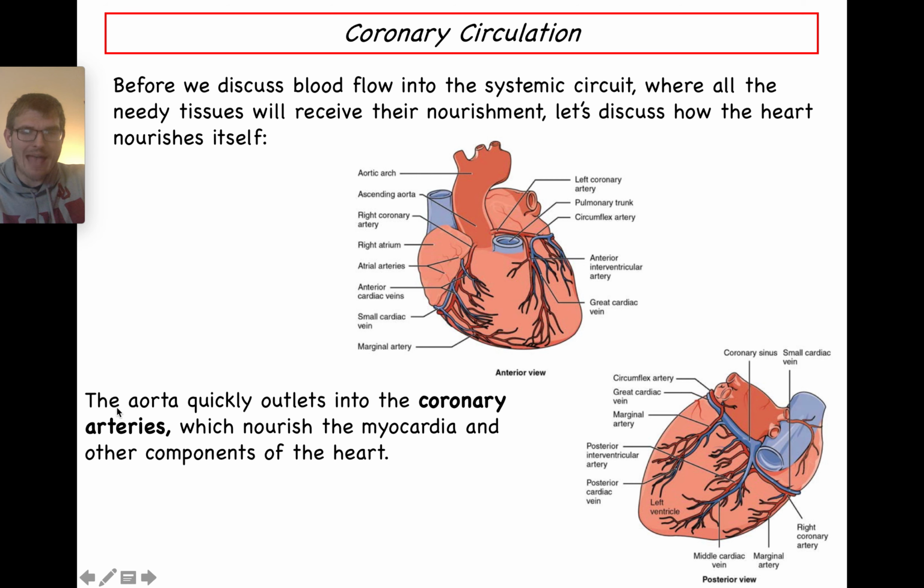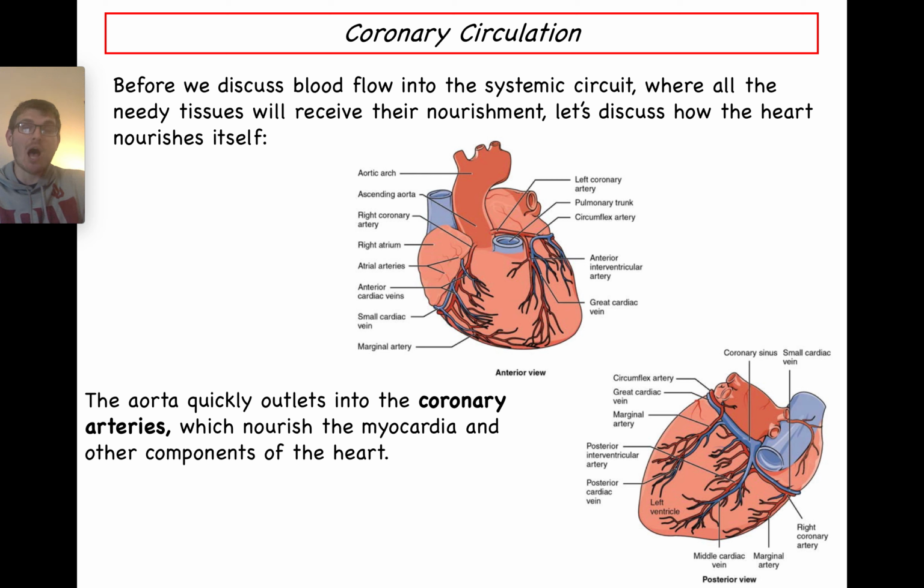So one of those outlets that comes off of the aorta that is visible right here, right at the base of the aorta, about an inch below the aortic arch, you can see labeled as the left coronary artery. The aorta, before it really gets into that arch, will have a quick little outlet which branches into the coronary arteries. And these are the arteries that are going to provide the cardiac muscle of your heart with all the oxygen and nourishment that it needs.